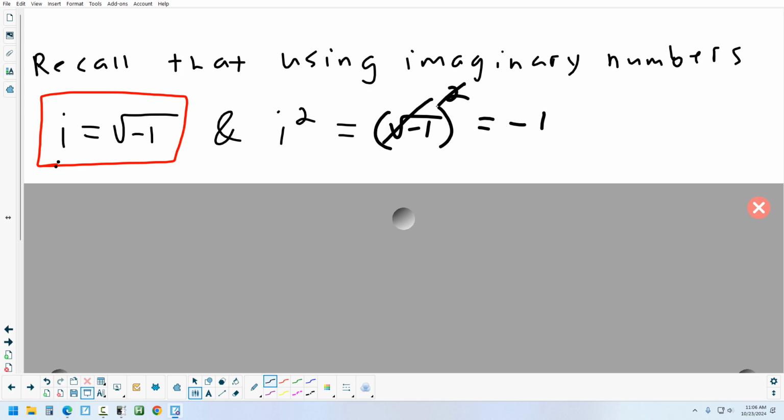So the important thing here is if you ever see i squared come up in a problem, you cannot leave that. i squared always has to be changed to the number negative 1. Always.